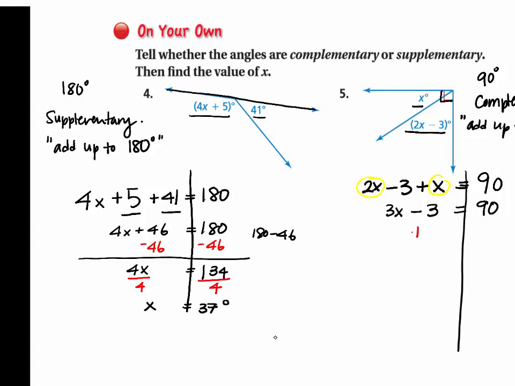Then I can add 3 to both sides. I have 3x is equal to 90 plus 3, that's 93. And I will divide by 3 on both sides. So x is equal to 31, and it'll be 31 degrees.